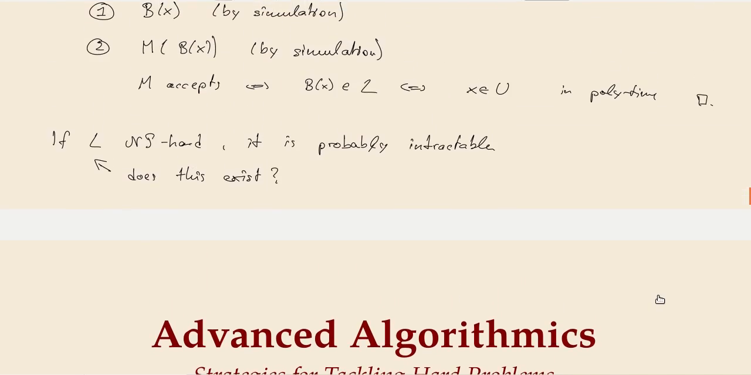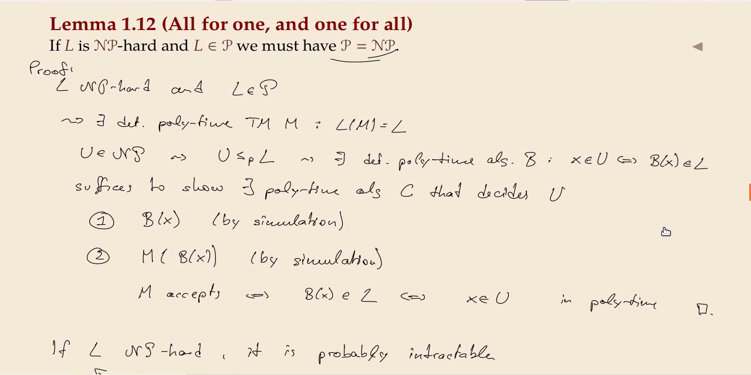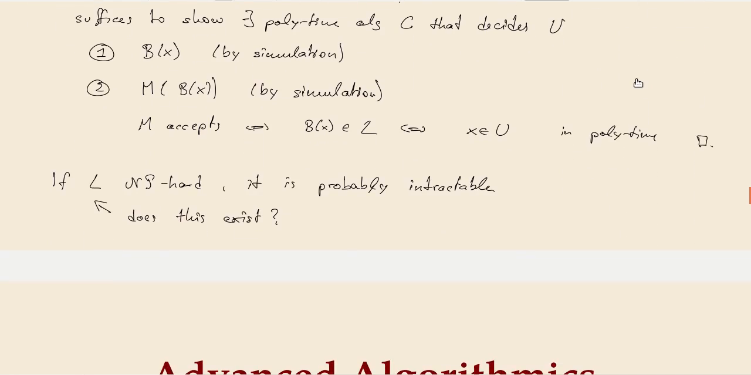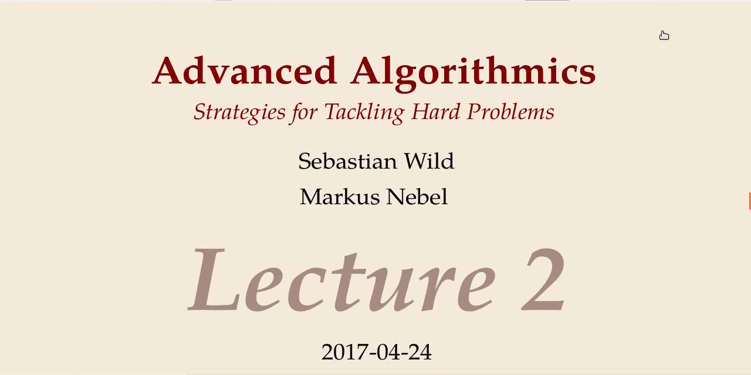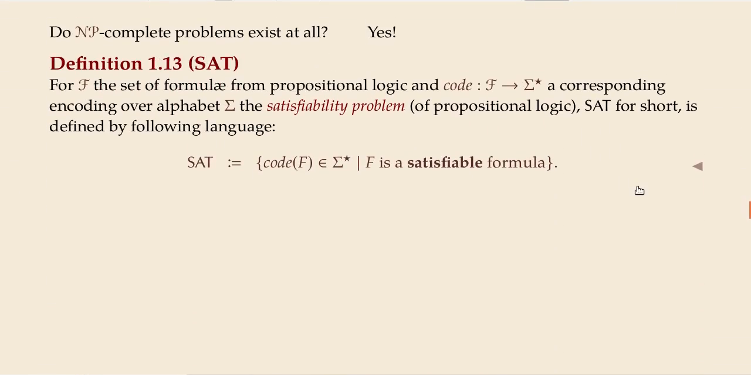Here's where we stopped last time. We defined formally what NP-hard problems are, and we found that if a problem is NP-hard, then we probably have a problem, because unless P is NP, we cannot hope that it's solvable in polynomial time. Now, we stopped with the question if there are NP-hard problems in the first place. And as you know, of course there are.